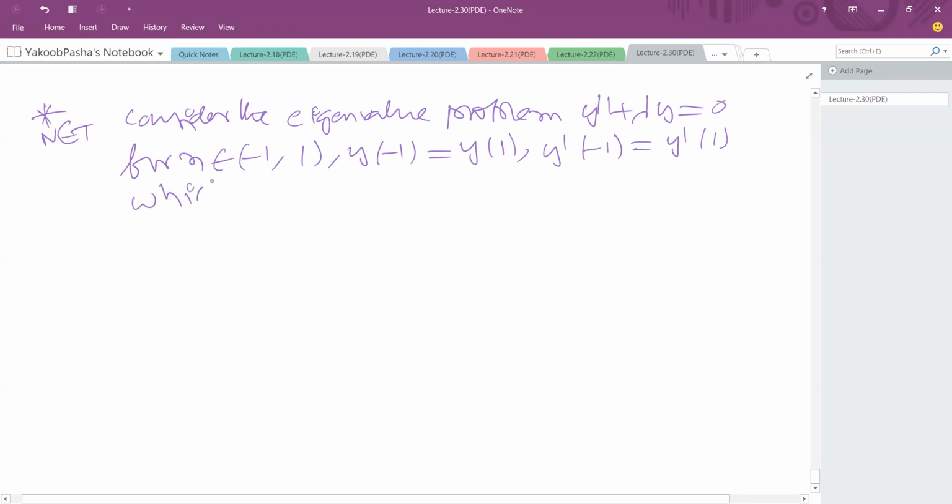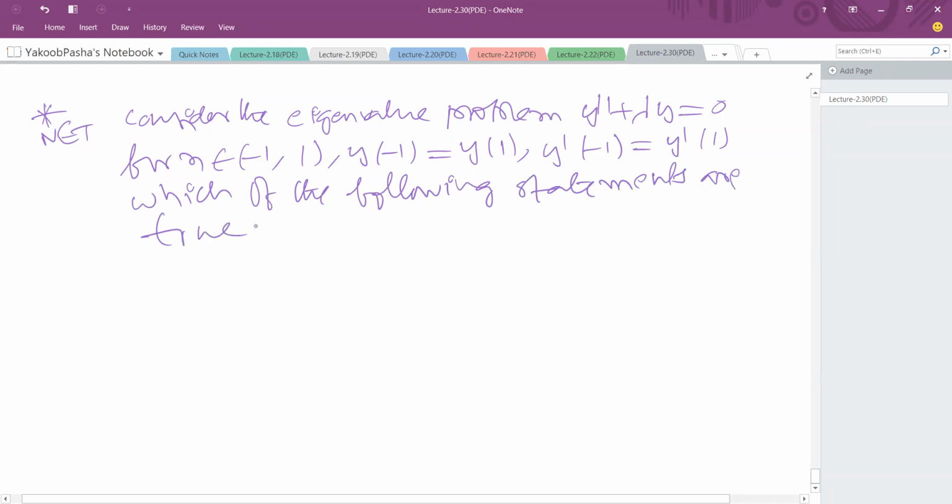Which of the following statements are true? First, option A: all eigenvalues are strictly positive.